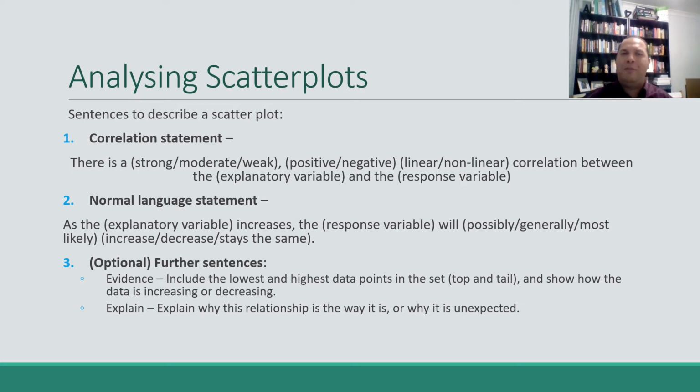Three or four make a good paragraph. Now, how do we make that paragraph? How do we describe our scatter plot? Our first sentence is a correlation statement. So we're going to talk about using those three ideas: strength, direction, and shape.